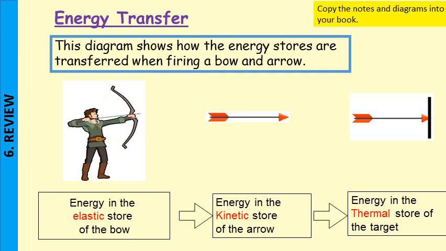The arrow hits the target, and so the energy is transferred from its kinetic energy store to the thermal energy store of the target. Now, there's going to be more than one energy store usually. For example, here, the arrow is going to make a noise, isn't it? So you're going to get sound energy dissipated, and here as well you might get heat and sound as well.